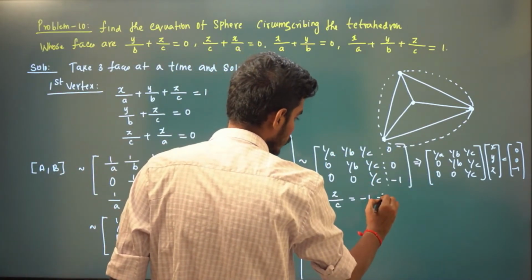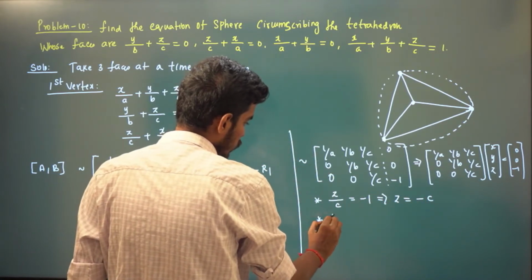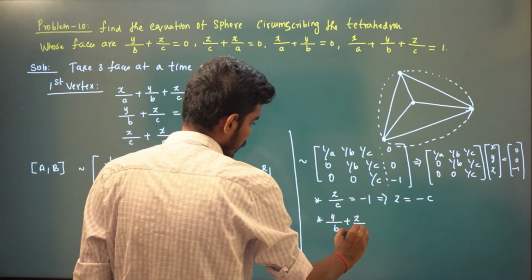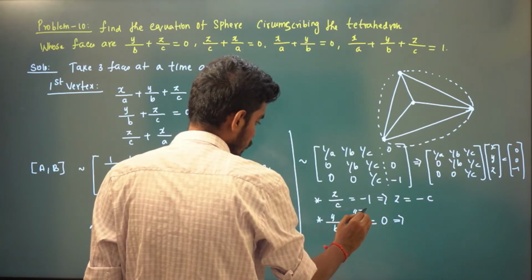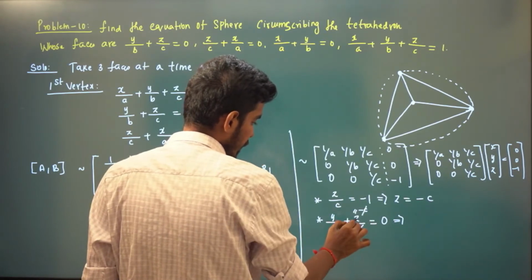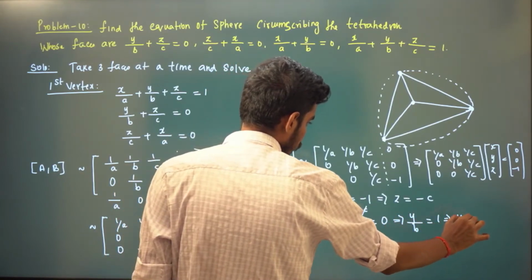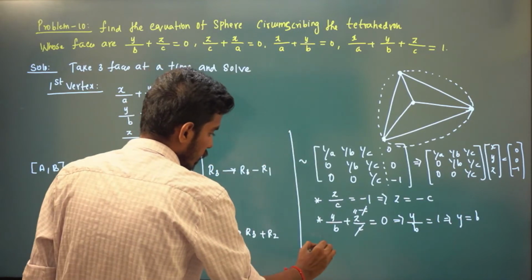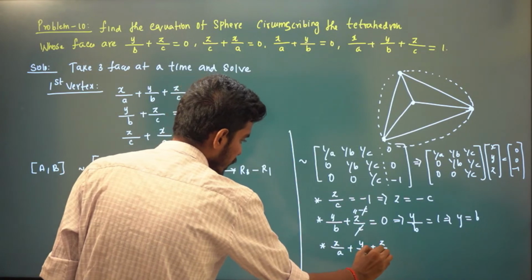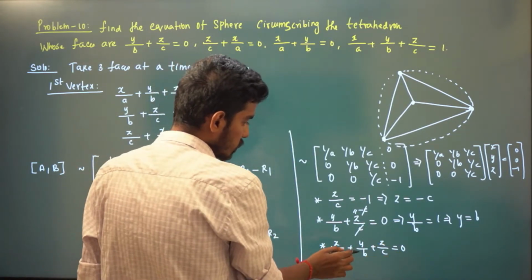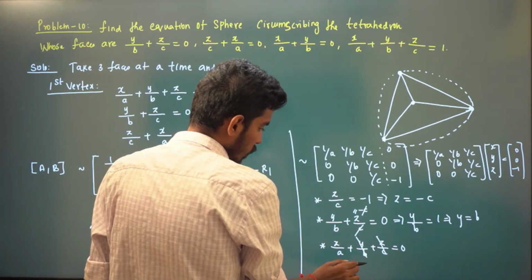Solve by backward substitution. You will have z equal to minus c, and y by b plus z by c is 0. Since z is minus c, c will get cancelled, so you will have y by b equal to 1. This implies y is b. From the first equation we have x by a plus y by b plus z by c equal to 0. Since y is b, this will be 1, and z is minus c, this will be minus 1.